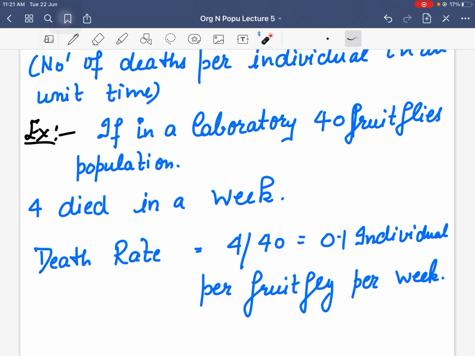So it will be the number of deaths per individual in a unit time. So in a week's time, how many fruit flies died? 4. And what is the death rate? Death rate will be 0.1.